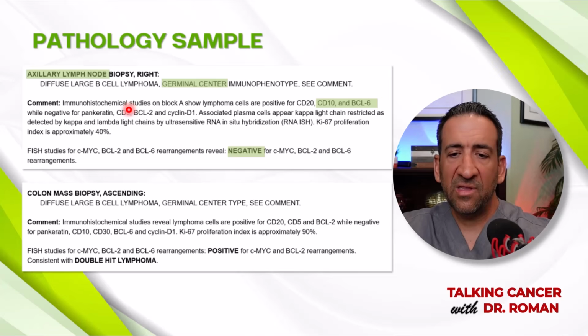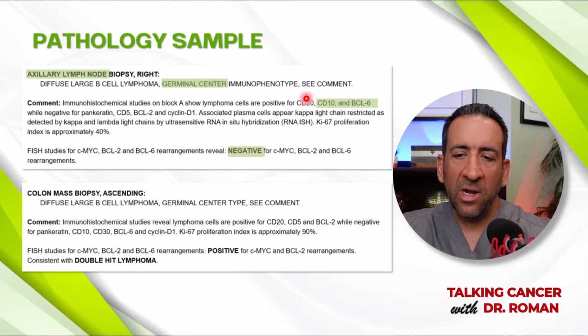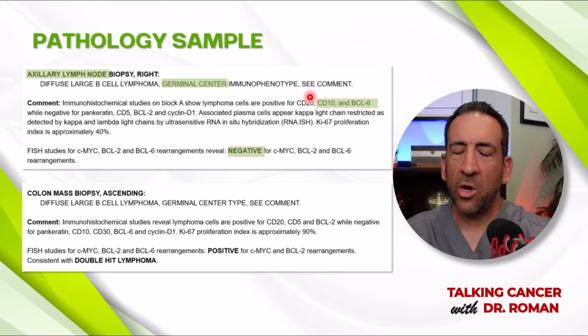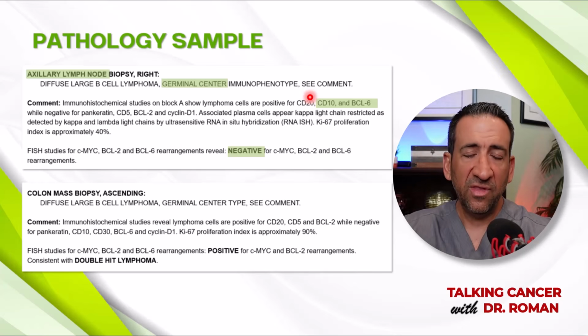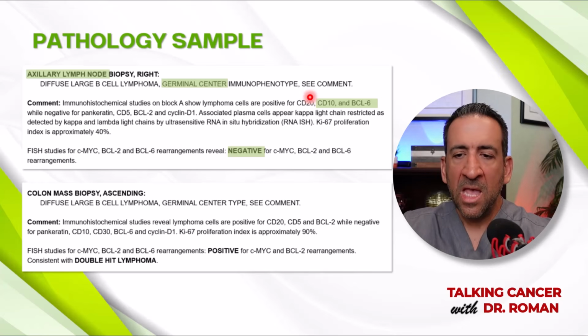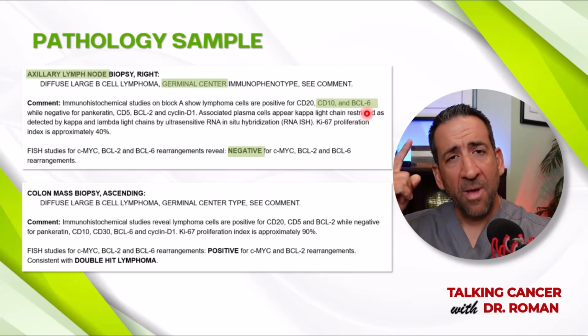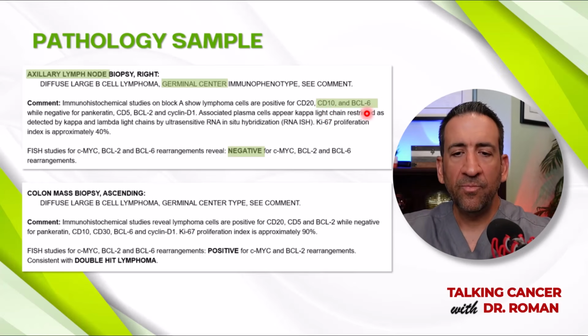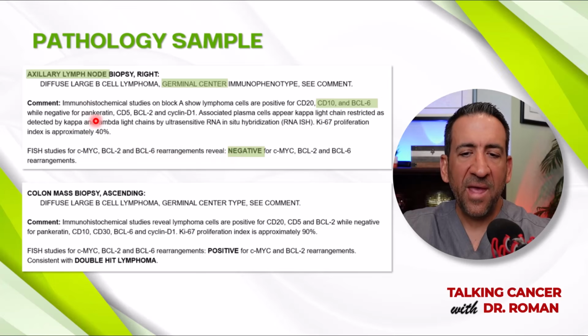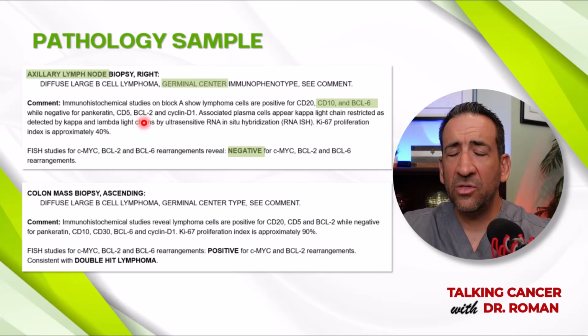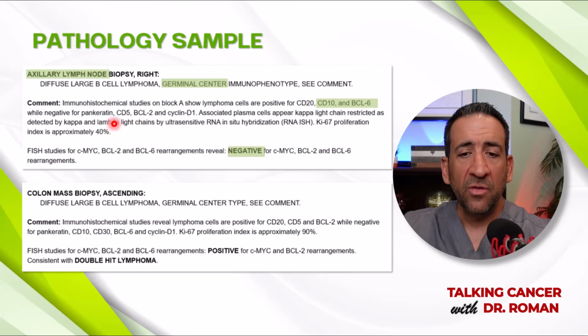This is, again, the type of test that they use. Revealed that the lymphoma cells are positive for CD20. CD20 is a B-cell marker. So again, in keeping with this is a B-cell lymphoma. This one has CD10 and BCL6. If you remember, those are favorable. While negative for pankeratin, CD5, and BCL2. Remember, CD5 and BCL2 are unfavorable. So the fact that these are negative is good.